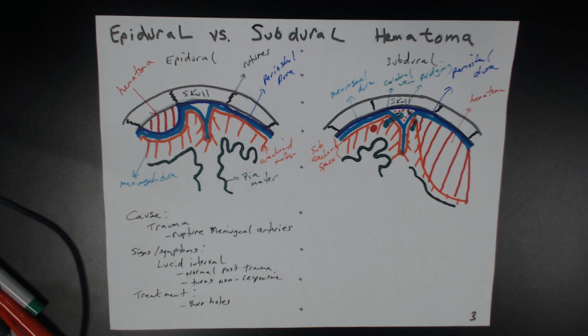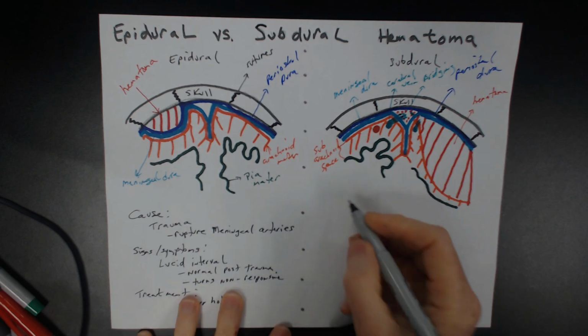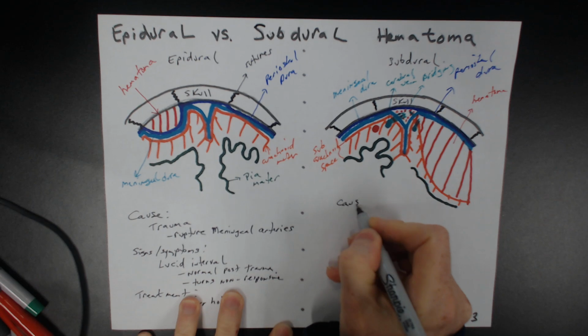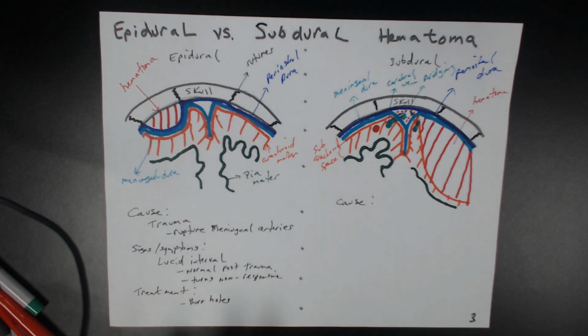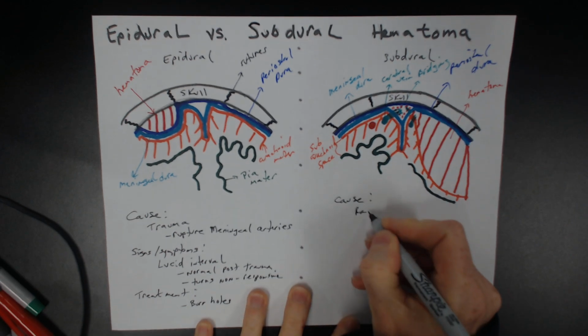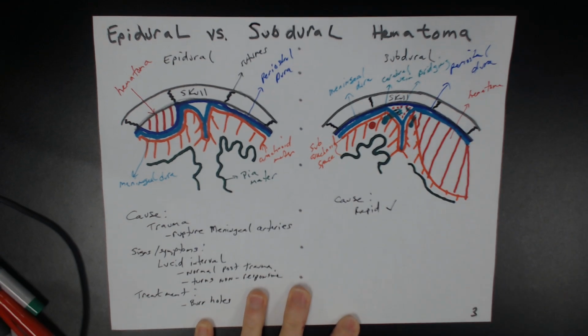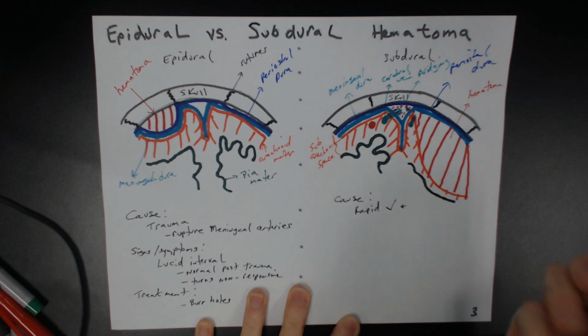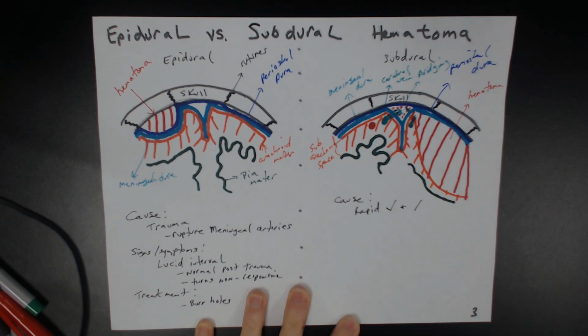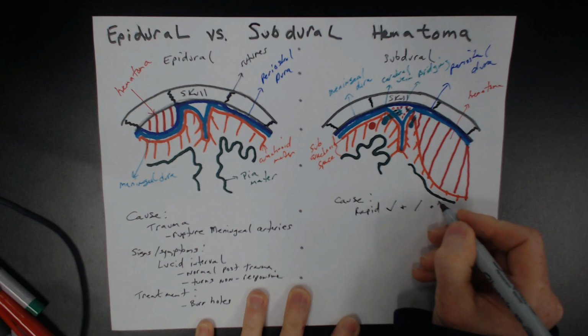So let's talk about causes here. The cause of a subdural hematoma is going to be anything that causes a rapid flexion and extension of the neck. A check mark is an abbreviation for flexion, and a slash is an abbreviation for extension, of the neck.